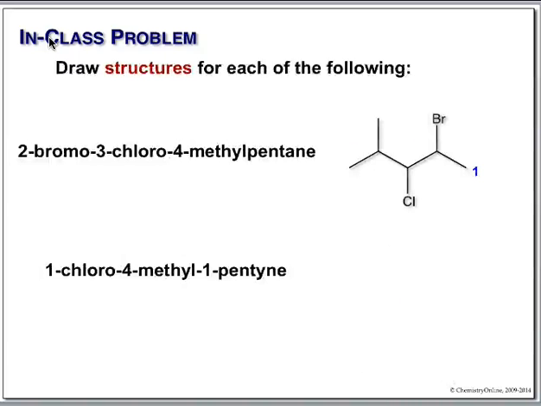This guy here, 1-chloro-4-methyl-1-pentyne. So we're going to have an alkyne. We have a parent with 5 carbons. So we'll start here to give the alkyne the lowest number. 1, 2, 3, 4, 5. There's our pentyne. On carbon 1, we have a chlorine. On carbon 4, we have a methyl. And I think that's it.